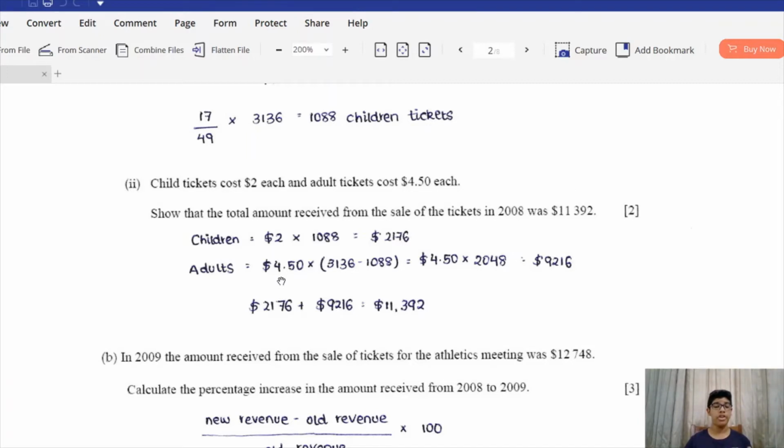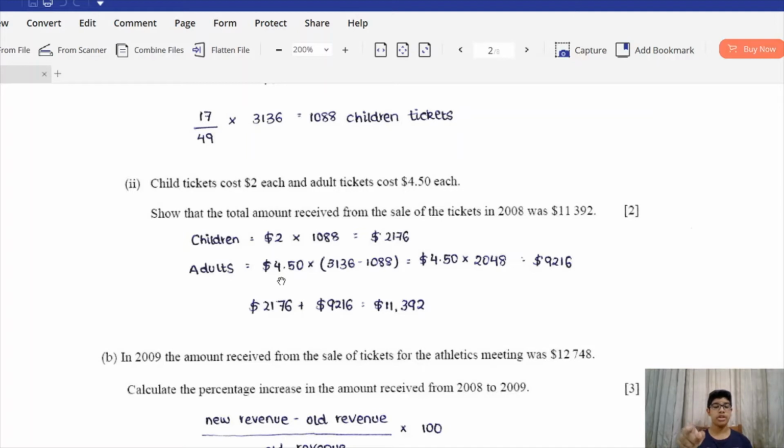So remember, 3,136 is the total number of tickets sold, and if part of it is 1,088 and that's children tickets, and remember children tickets plus adult tickets is total tickets. So basically 1,088, which is children tickets, plus adult tickets, which we don't know, let's call it X. So 1,088 plus X is equal to 3,136.